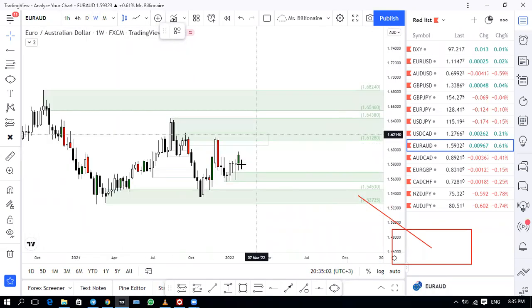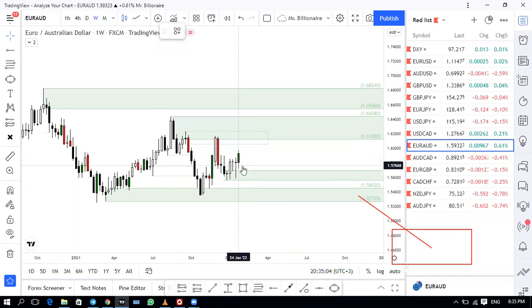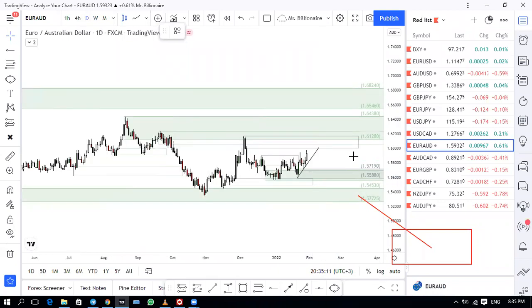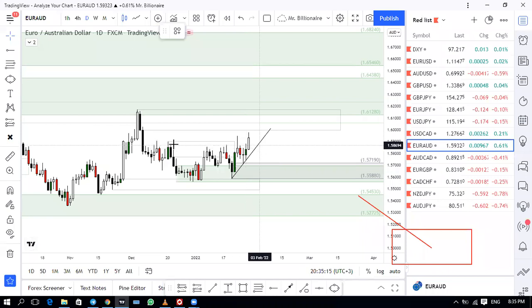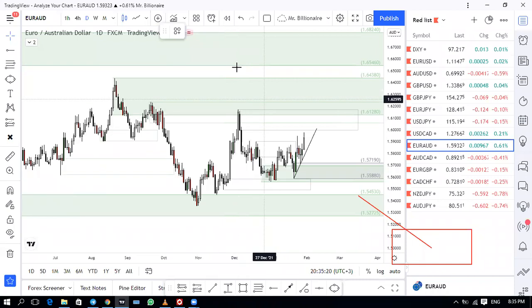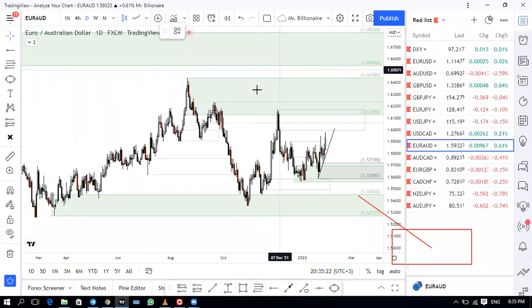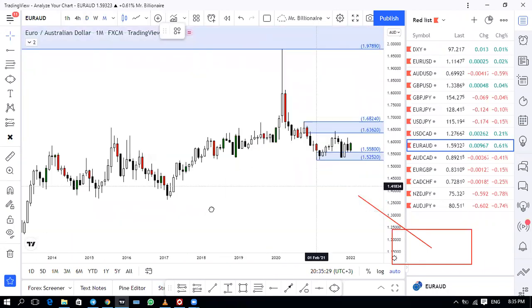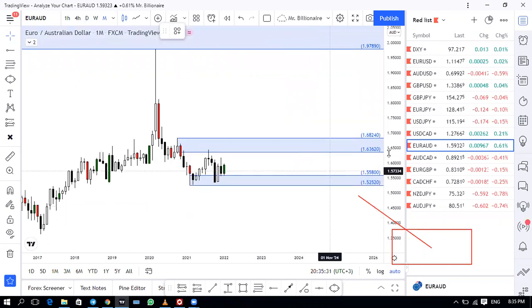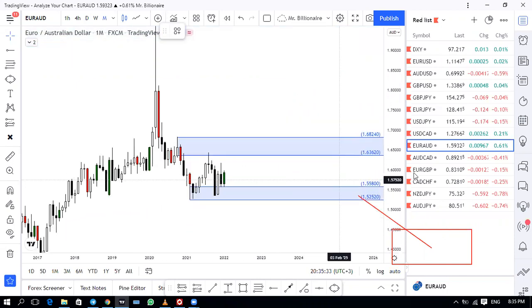We have a brand new weekly demand zone. So any pullback to this level, we'll be looking for buys. Also, on the daily time frame, we have removed the daily supply zone, so I'll be looking more for buying opportunities. And this level, I think will be removed because the higher time frame is very strong compared to the lower time frame. So the long-term bias on EURUSD is bullish.